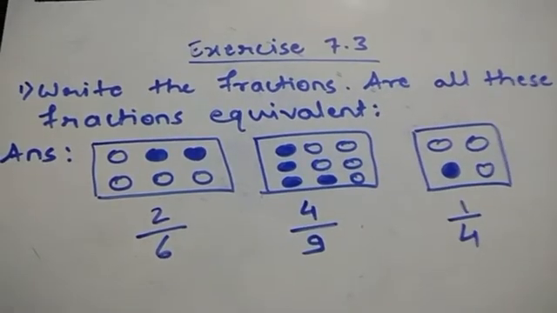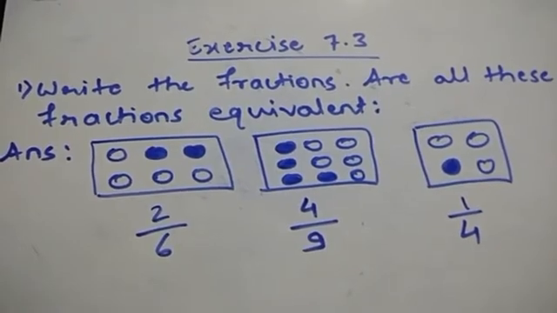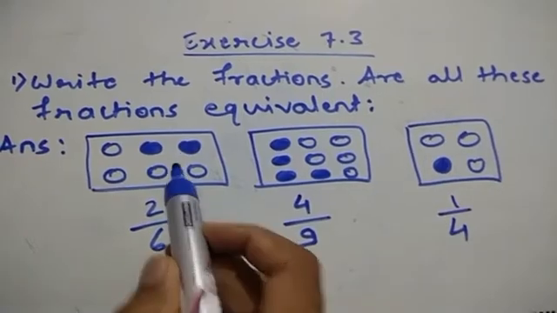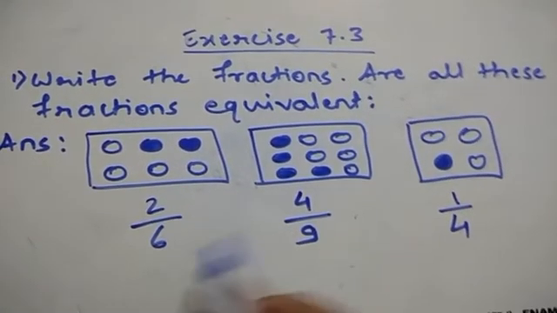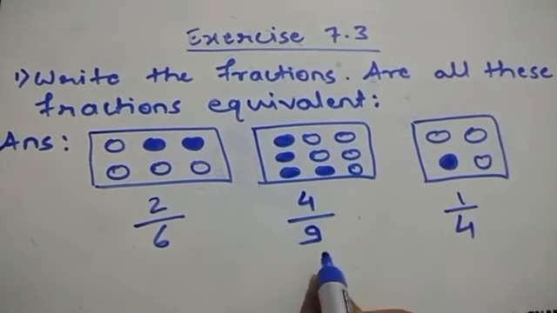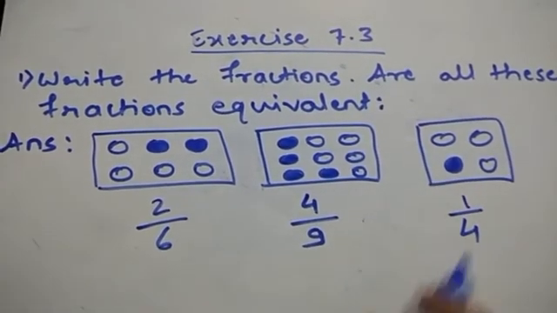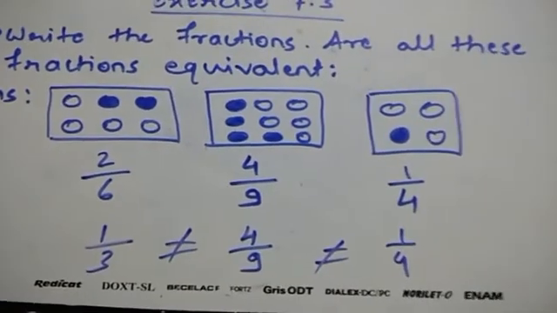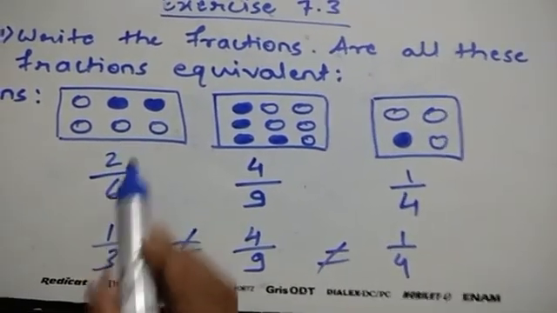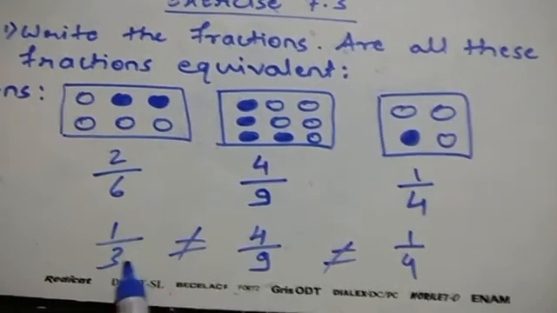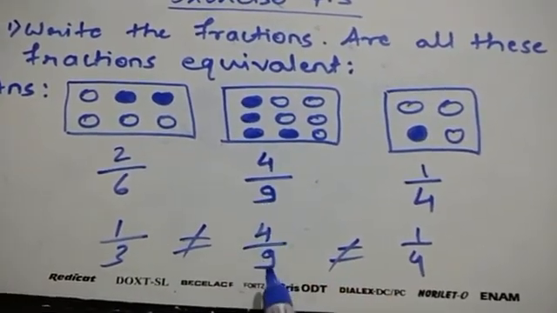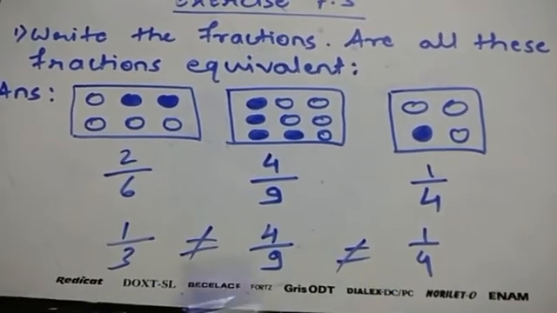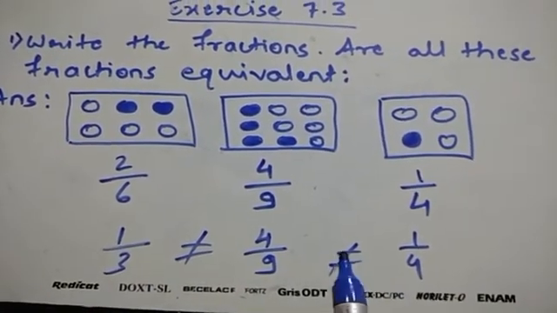Now let's solve exercise 7.3. Write the fractions. Are all these fractions equivalent? Here this figure represents 2 upon 6. This figure represents 4 upon 9. And this figure represents 1 upon 4. Can we say that all these fractions are equivalent? No, because if we reduce the fraction 2 upon 6, it will become 1 upon 3, 4 upon 9 as it is, and 1 upon 4 also as it is. Therefore these fractions are not equal, so they are not equivalent.